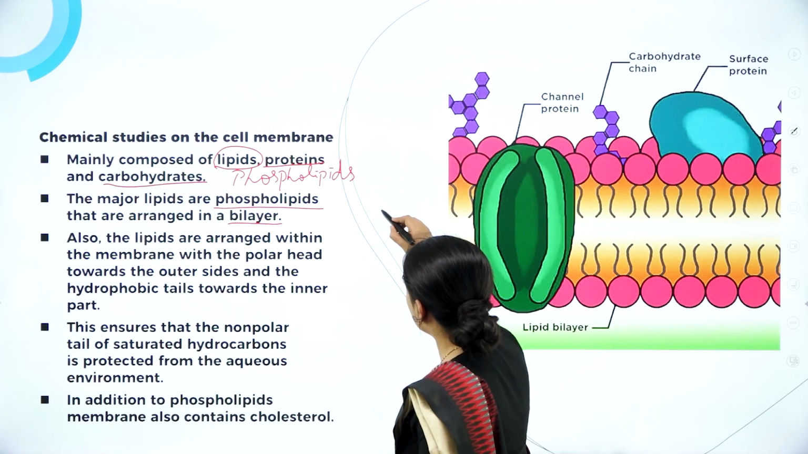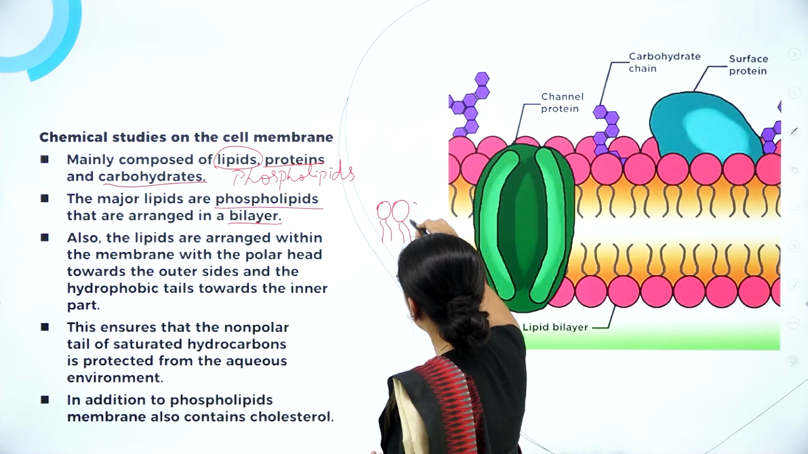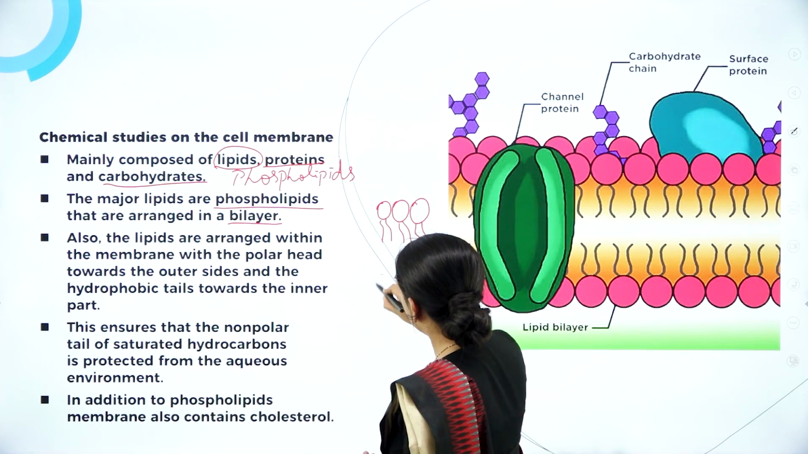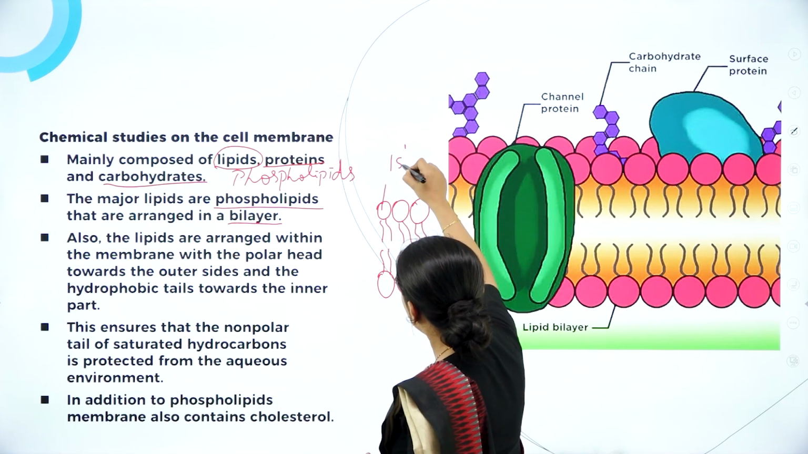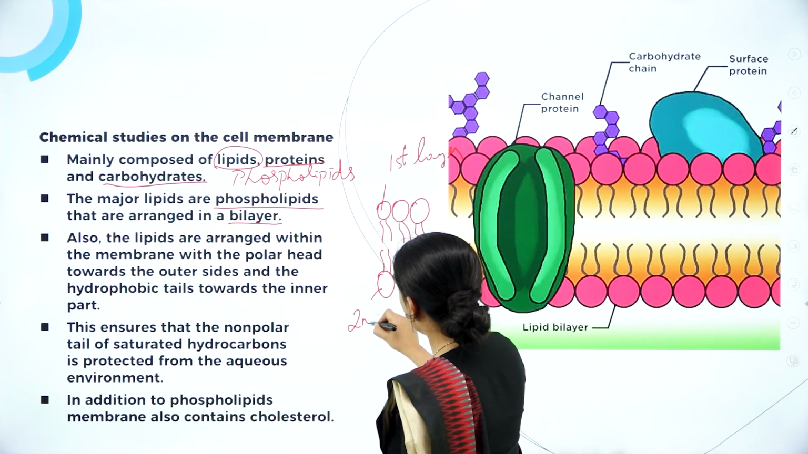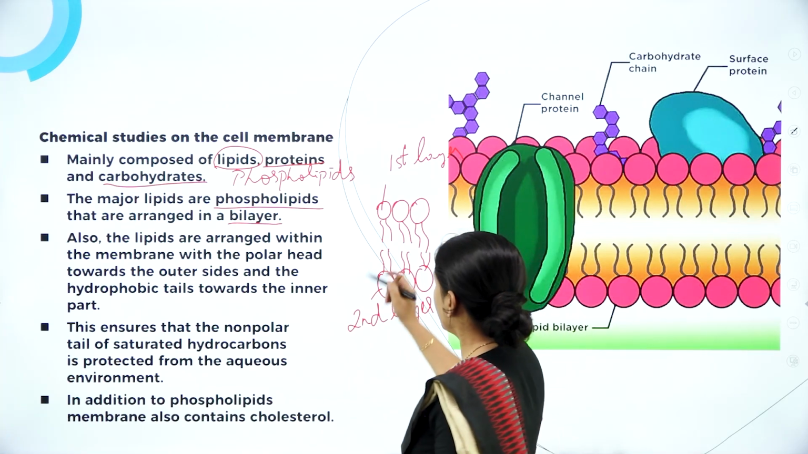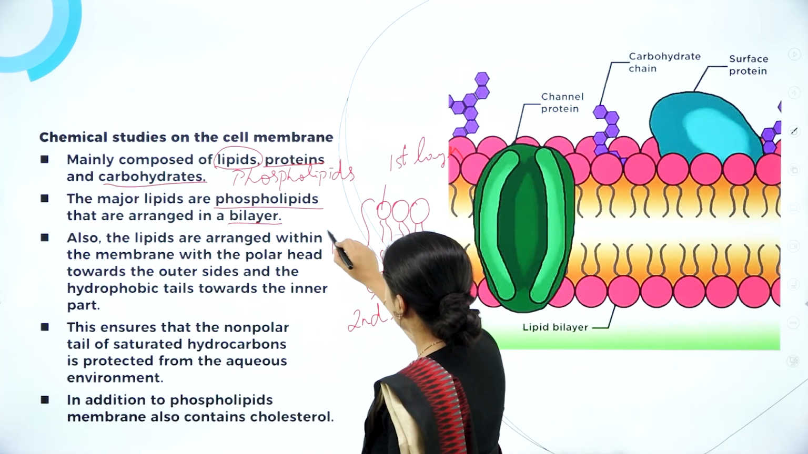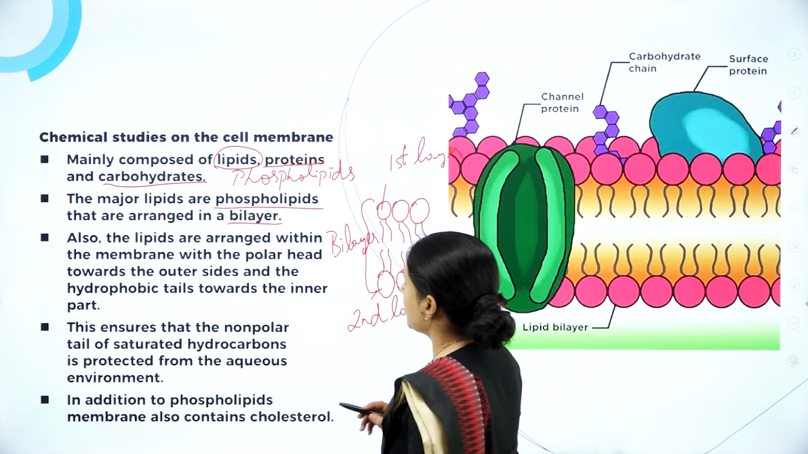Bilayer means that when we look at the cell membrane, the phospholipids are always arranged in two layers like this. This forms the first layer and this is the second layer, like a sandwich. They are arranged like a sandwich, and therefore it is called a bilayer arrangement. Bi means two.